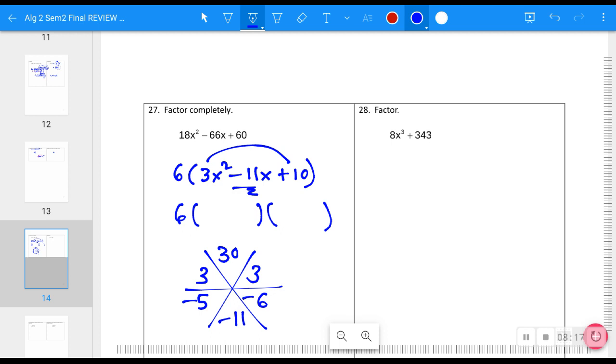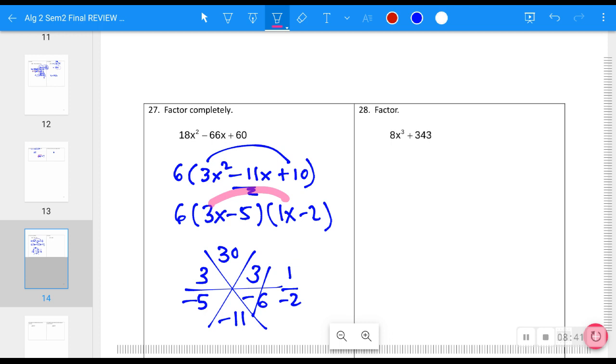Now this left-hand side right here is good to go, 3x minus 5, that's how you write the factor. But the other side has to simplify to 1 over negative 2. Treat it as a fraction and simplify it. So 1x minus 2. Now you can check these by simply foiling it out.